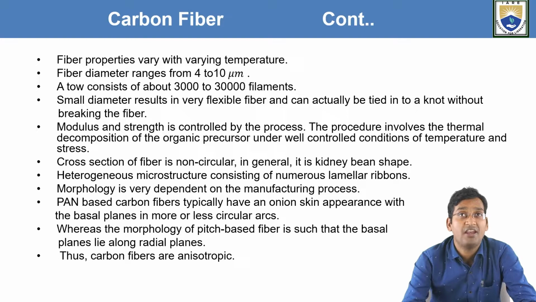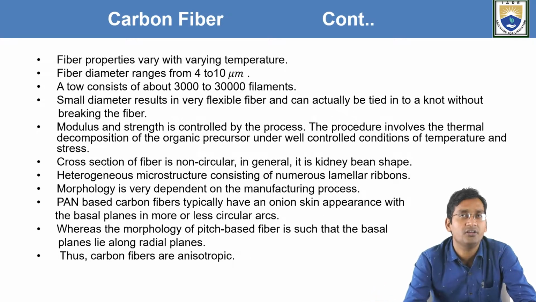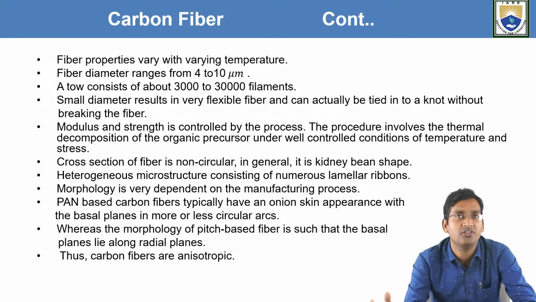Fiber properties vary with varying temperature. As temperature changes, the carbon fiber property will also change. Already we had seen that if 1300 degrees Celsius is there, then we can say that it is carbon fiber. Now from 1000 to 1800 degrees Celsius it is getting graphitized, and at 1900 degrees Celsius we are getting the graphite fiber. So their properties vary with the temperature.